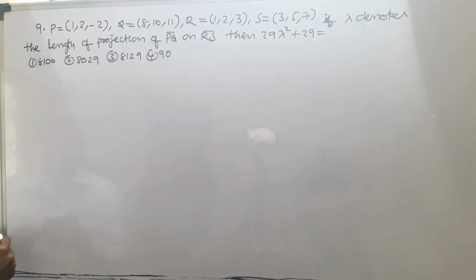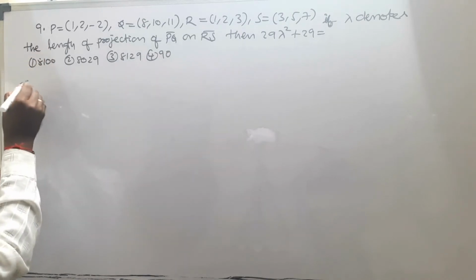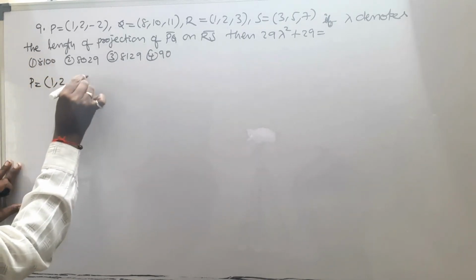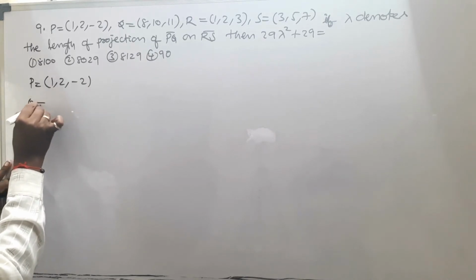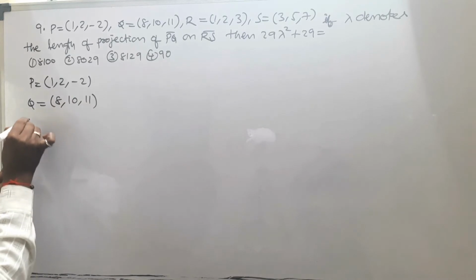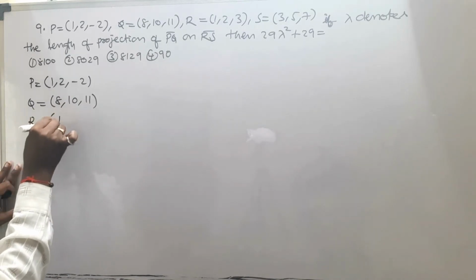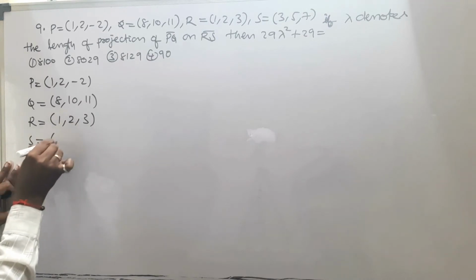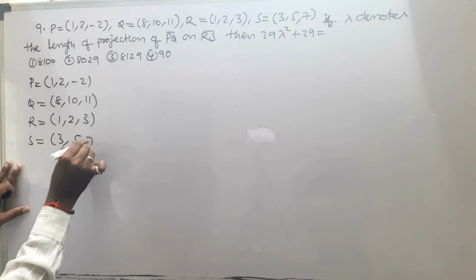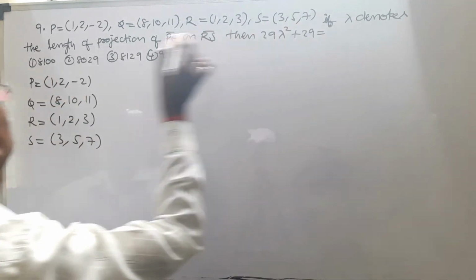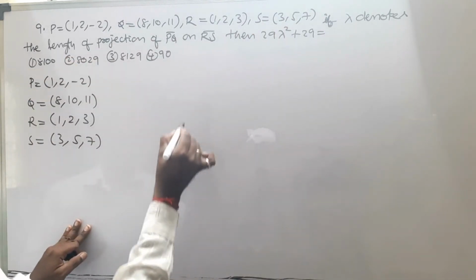Four options are given. Here the given points: P is equal to (1, 2, -2), Q equal to (8, 10, 11), R equal to (1, 2, 3), S equal to (3, 5, 7). Here to find lambda, equal to the length of projection of PQ on RS.